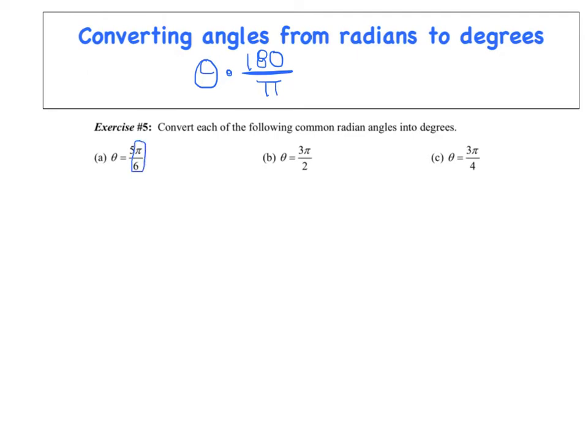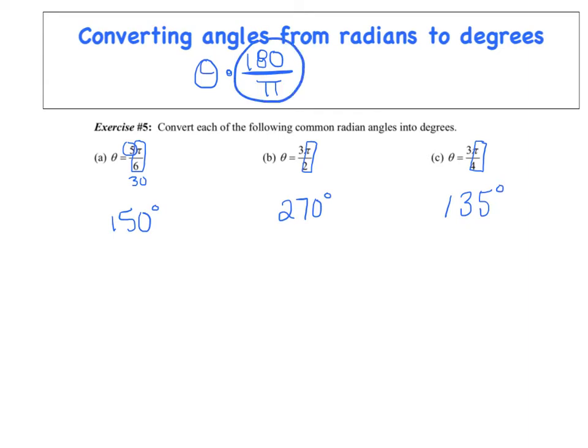As soon as you see the pi over 6, you're thinking 30 degrees, and then we just got to multiply it by the 5 that was sitting out front. 5 times 30 is 150 degrees. Let's see, pi over 2 is 90. If I triple that, I get 270 degrees. And over here, pi over 4 is 45 degrees, and again, if I triple that, I'll get 135 degrees.